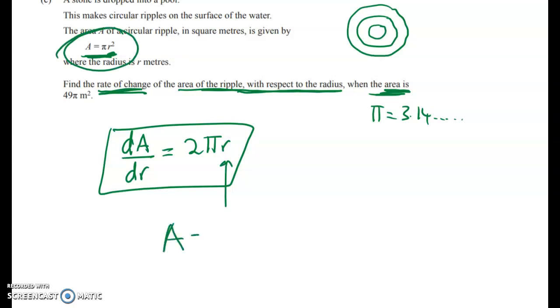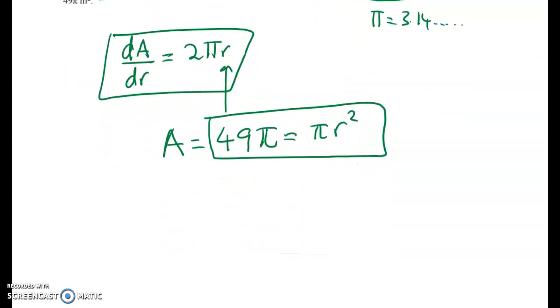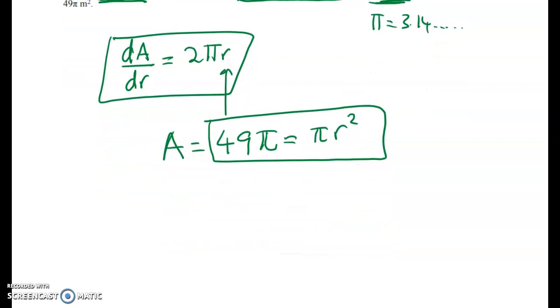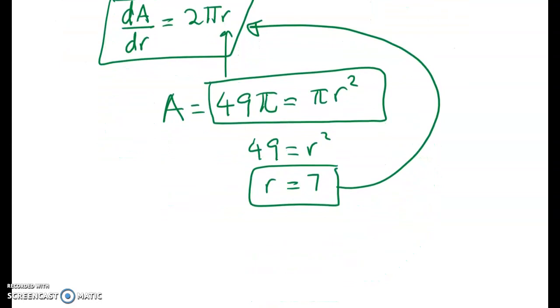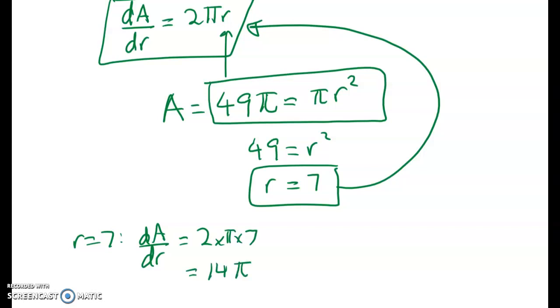So we've got the area is 49 pi, but we know that the area comes from the formula pi r squared. So we have to solve this equation to figure out the value of r. We get 49 is equal to r squared, r is equal to 7, and now we take that value and substitute it in to find the rate of change. So when r is equal to 7, dA by dr is equal to 2 times pi times 7, which is 14 pi. And what units is that?